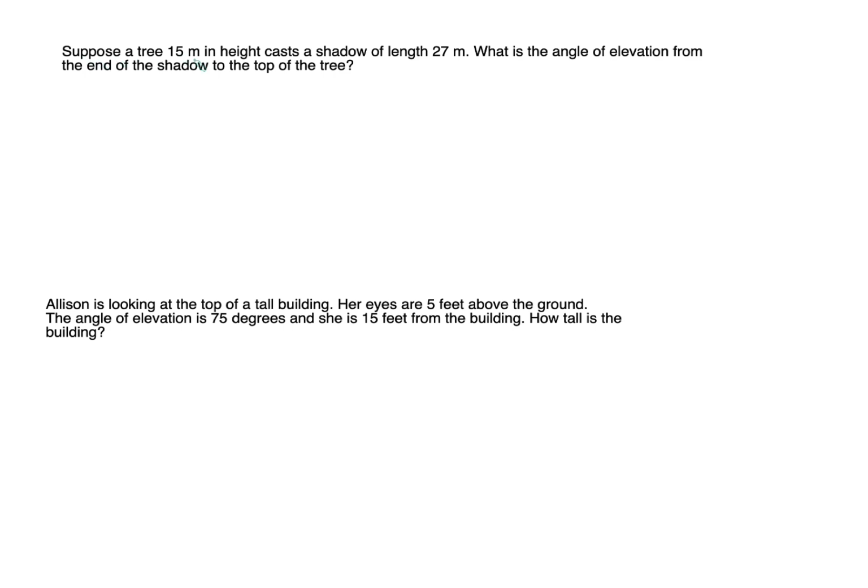Suppose a tree is 15 meters in height and casts a shadow of length 27 meters. What is the angle of elevation from the end of the shadow to the top of the tree? So again, let's draw a right triangle. The vertical would be the height of the tree. So here's 15.